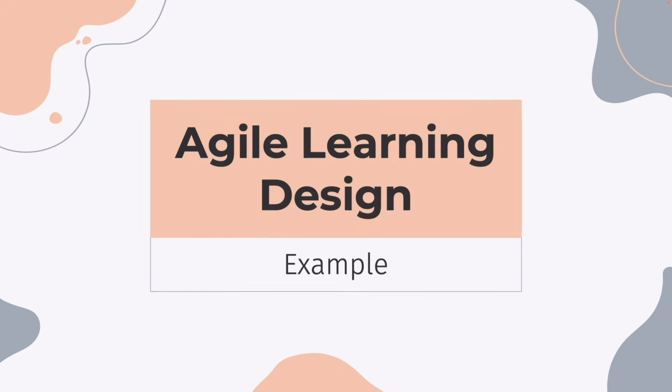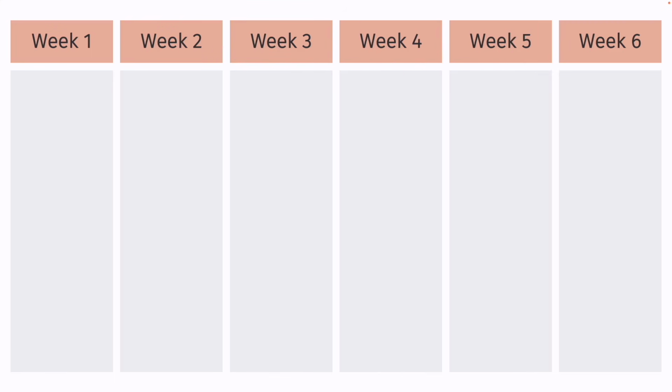For example, let's say you're tasked with creating a leadership development program for first-time team leaders. And to make things more interesting, let's say you only have 6 weeks to roll it out. Using the Agile approach, here's what your weekly schedule could look like. Week 1, you launch a very short learning needs analysis questionnaire and send it to the potential group of participants.